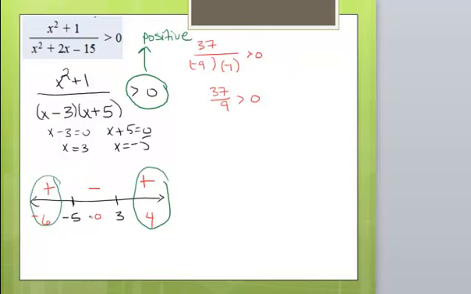Now can I use these endpoints here? I cannot, because there's no equal to sign here. It can't actually equal 0. And these are in the denominator, so you can definitely not use those endpoints. So the solution set will be negative infinity to negative 5 and 3 to infinity.